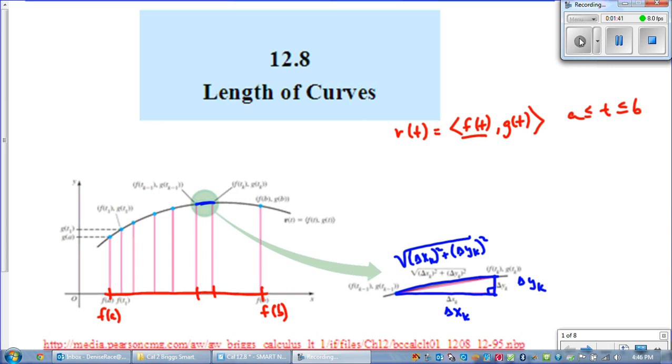Okay, so now let's look at this expression and see if we can simplify it. I'm going to multiply through by delta t over delta t. Since I'm going to take one of the delta t's inside of the parentheses, I'll leave one of them outside.